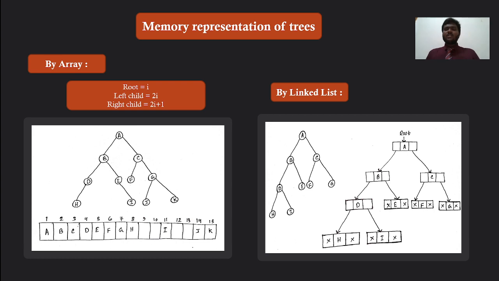Here if we consider B as the root, its left child is D, and on the left side of B it will store the address of its left child D, and on the right side it will store the address of its right child E. Here on both sides of E there is a null node because E doesn't have any child, and according to the process we can fulfill this tree and complete our memory representation of this by linked list.